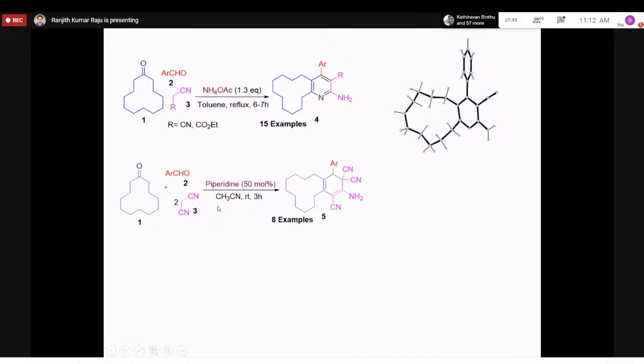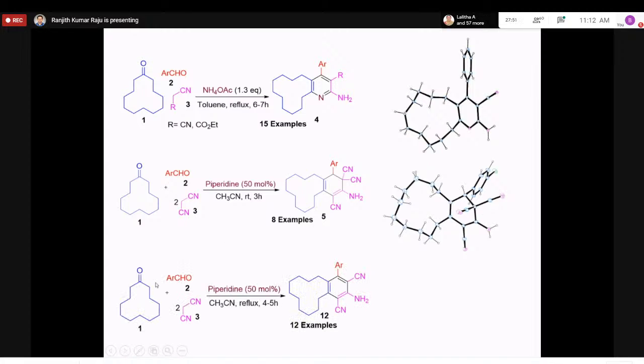The product was confirmed from single crystal. And when we did the same reaction under reflux conditions, the elimination takes place and we get the fully aromatized benzene fused cyclododecane compounds. So this was very interesting. Even in these cases, wherever you have two substitutions in the aromatic ring system, there is axial chirality involved in such cases.